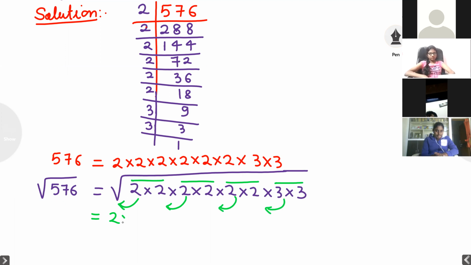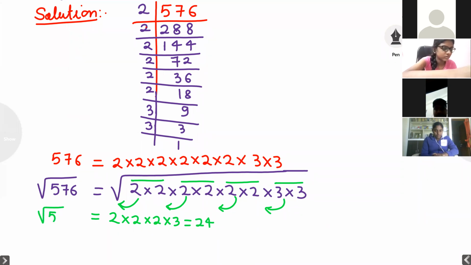2 into 2 into 2 into 3. 2 2s are 4. Don't say 4 2s are 6. 2 2s are 4, 4 2s are 8, 8 3s are 24. Answer is equal to 24. Means square root of 576 is equal to 24.